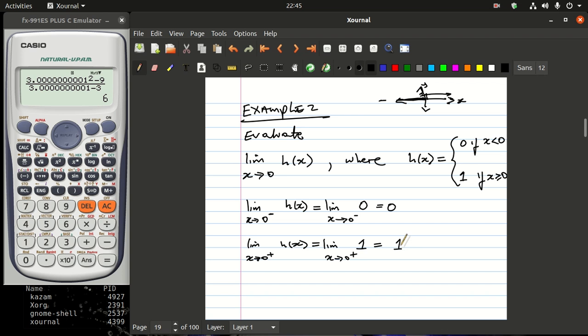And if you look at this one here, since the limit as x approaches 0 on the left of h of x is equal to 0, which is not equal to 1, which is the limit as x approaches 0 on the right of h of x. Therefore, the limit as x approaches 0 of h of x does not exist.